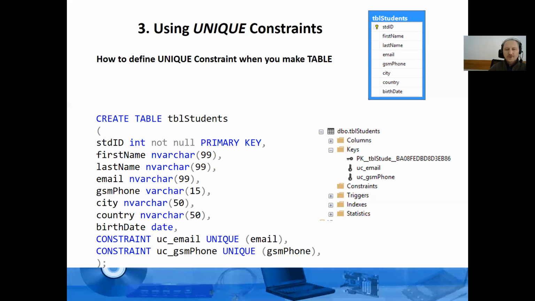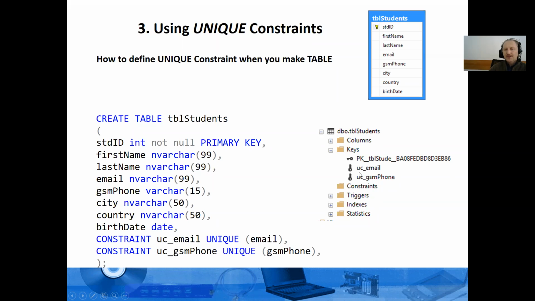good option to use constraint, because when you are using constraint, you can give your own name. For example, we have one unique constraint. Its name is UC email, unique constraint email. You can give a logical name.